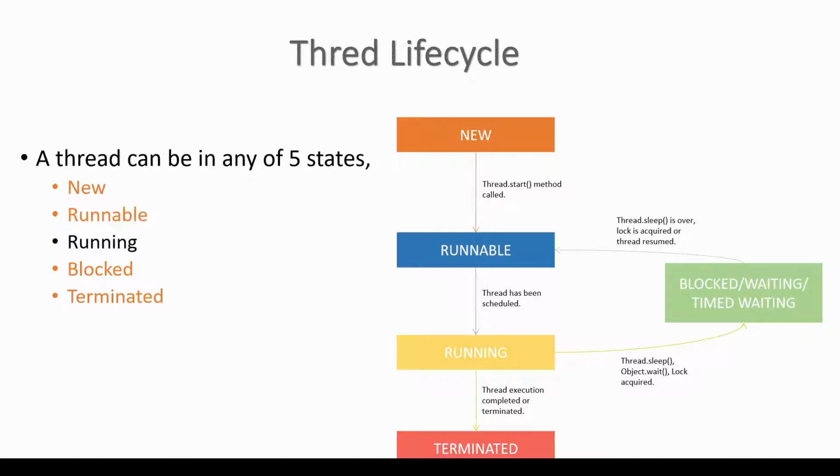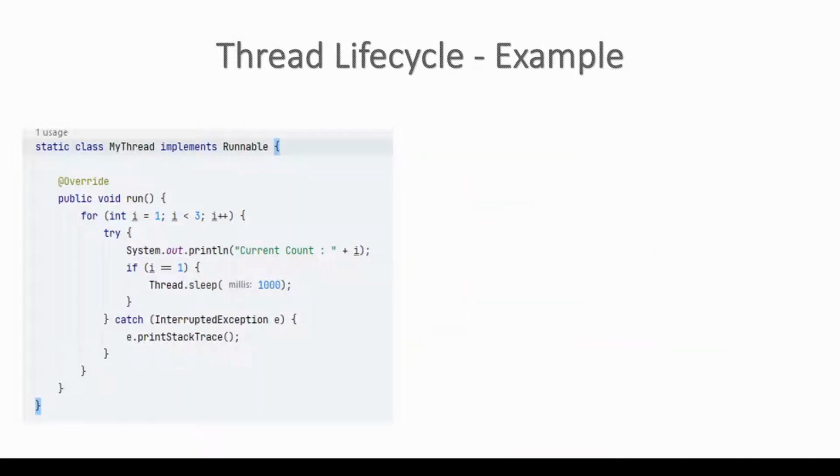After these states, the thread can again go to the runnable state. After the thread.sleep timeout is over, the thread will again start processing, go to runnable, and then the running state. And after the thread execution is completed, or if the thread is interrupted, the thread will be terminated and will achieve the state of termination. That is the fifth state, the terminated state. So now we will see an example.